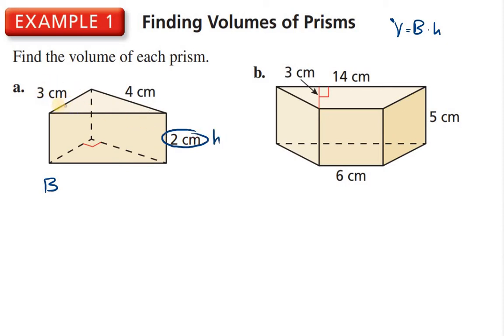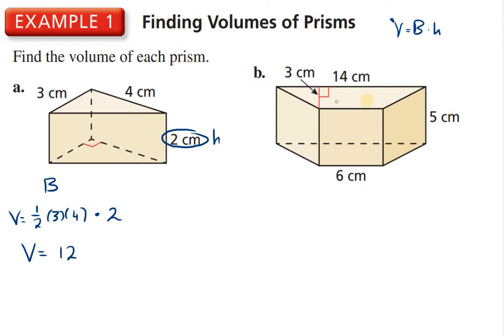So the area of the triangle is 1/2 times 3 times 4. That's base times height for a triangle. This gets confusing because we've got base times height for the volume, but that's the area of the base. Base times height for the triangle, that's just those sides, times the 2 for the height of the prism. That gives me a volume of 6 times 2, which is a total of 12.